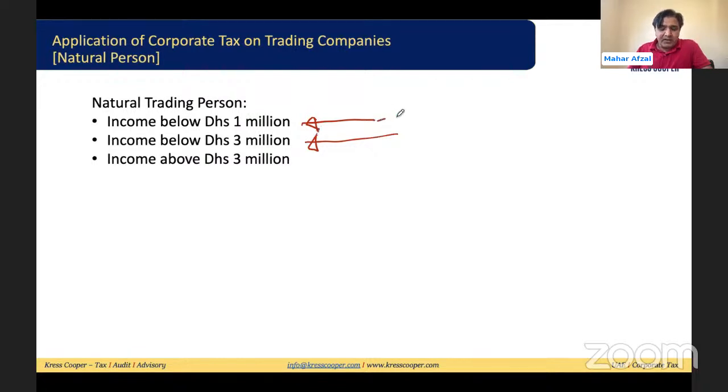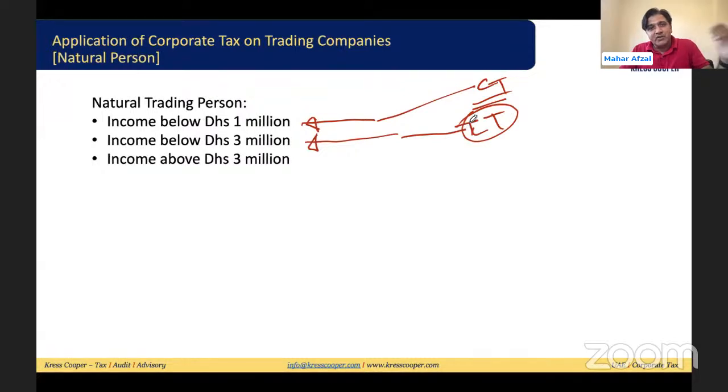So the first category, they will not be subject to corporate tax. The second category, they will be exempt. They will not be subject to corporate tax by the end of December 31st, 2026. The second category, they will be liable to corporate tax. They will be liable to register. They will be liable to submit the return, but their income will not be taxable. In the first category, they will not be registered. They will not be straightforward. They will be out of the corporate tax.